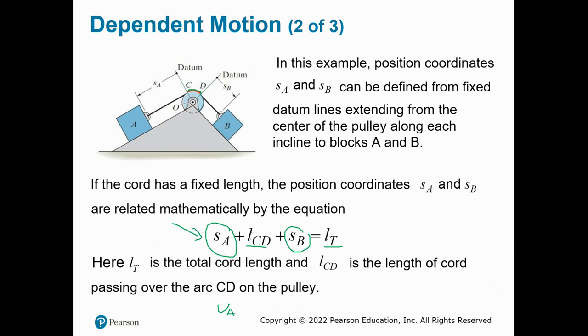Since LCD is a constant, when I take the derivative of a constant, I get zero, and I keep going. The derivative of SB is the velocity of block B. And the total length is a constant, which gives me zero. Based on this equation, I can conclude that VA equals negative VB. They are equal in magnitude but opposite in direction. And when I say opposite in direction, they're not truly opposite because they are at an angle, but you know what I mean.